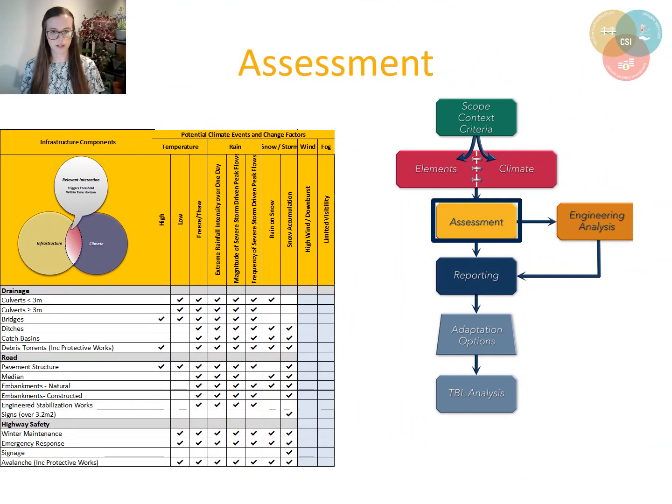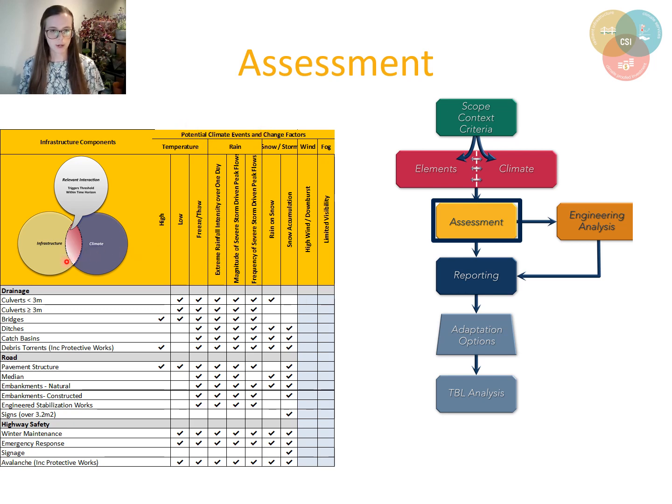Next up, we move into the assessment phase. So here you can see a list of the infrastructure elements. So we have the drainage, the road, and highway safety. And then we have some of the climate parameters that were selected. So we see things like temperature and rain.